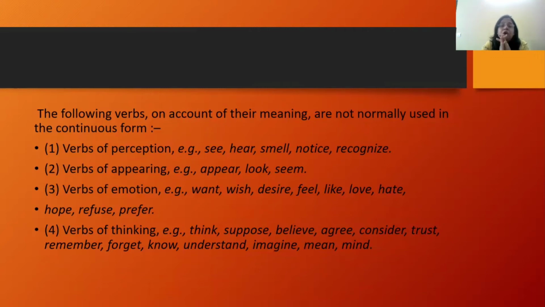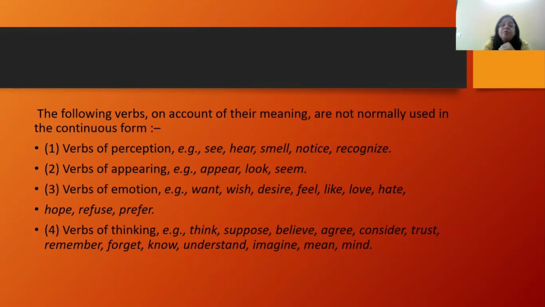The following verbs, on account of their meaning, are not normally used in the continuous form. What are they? Verbs of perception, like the verbs see, hear, smell, notice, recognize. These are verbs of perception. In such verbs, we never use ing. We do not write I am seeing, I am hearing, I am smelling, I am noticing, I am recognizing. No, this is wrong.